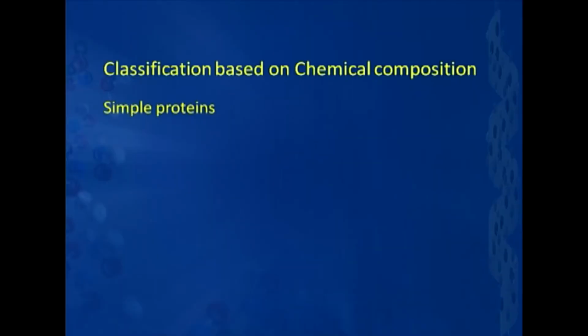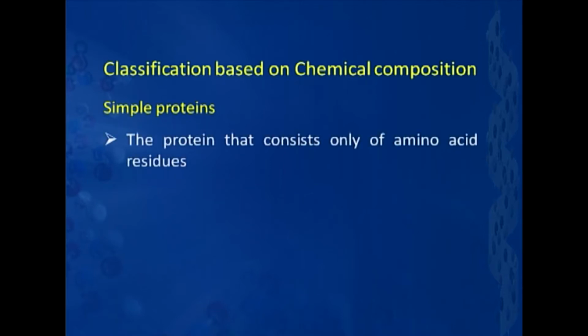So, that is one way of looking at the classification based on the number of polymeric units. Another way of looking at classification is on the basis of their chemical composition. If you look at the chemical composition, proteins probably can be put into two broad classes. One happens to be the simple proteins. Simple proteins are the ones that consist only of amino acid residues. That means you have a long chain which consists of only amino acids, nothing else. There is no other compound or component present in the protein.